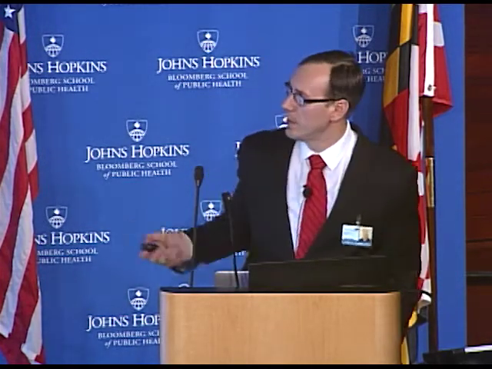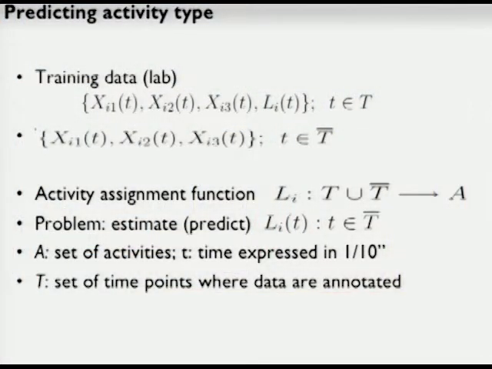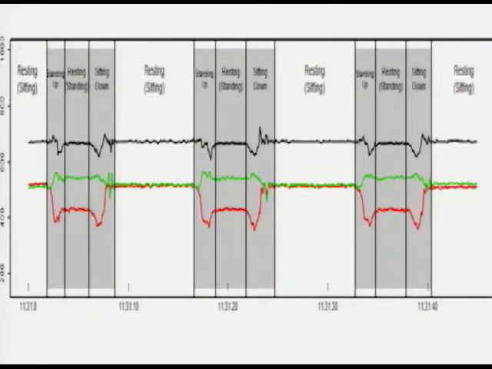From a statistical perspective, it's pretty clear what it is. You have three time series, the three axes. You have a set of labels, and what you want to do is predict a set of labels when you don't know what happened. So what we did, we said, one thing that you could do is to take this time series and break it down into small little chunks.